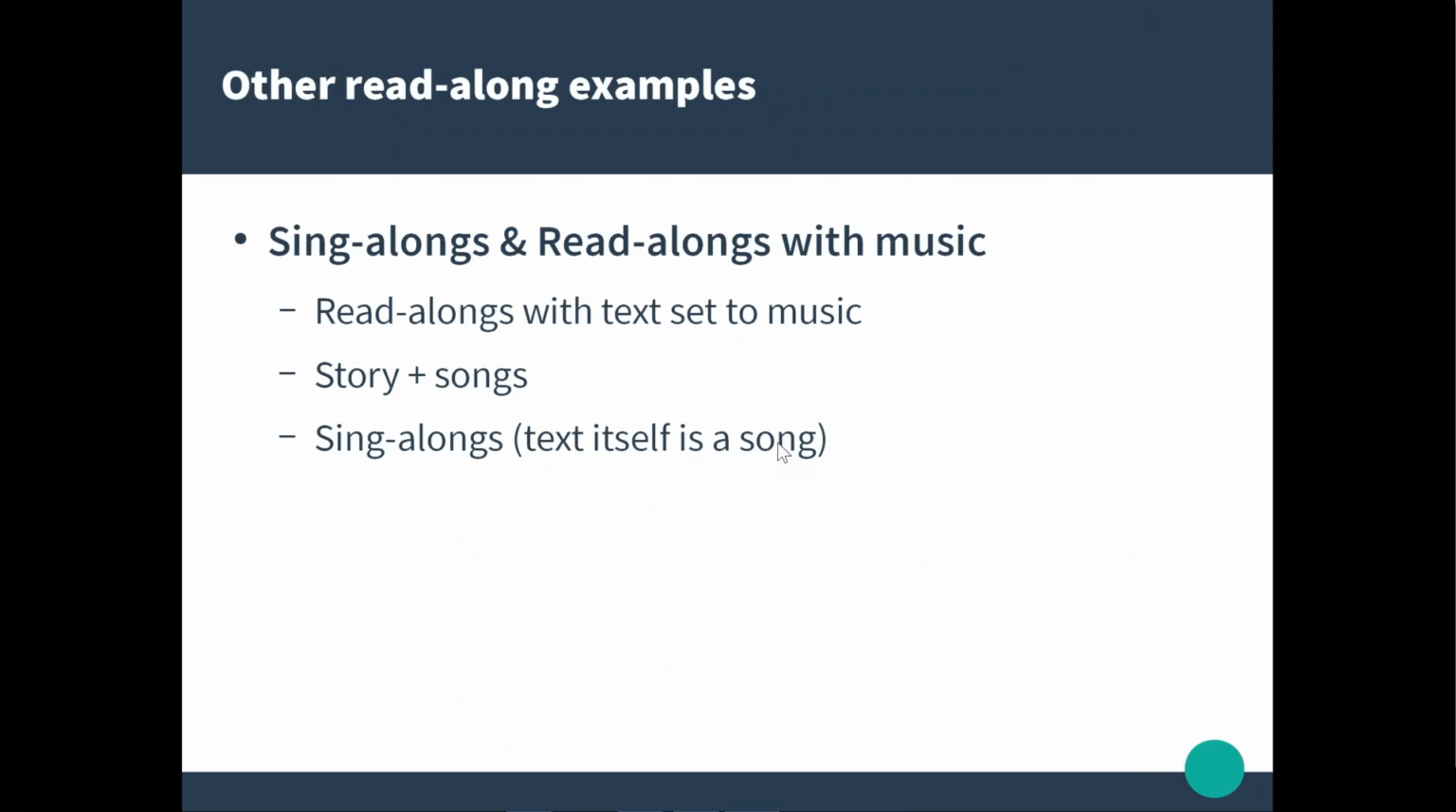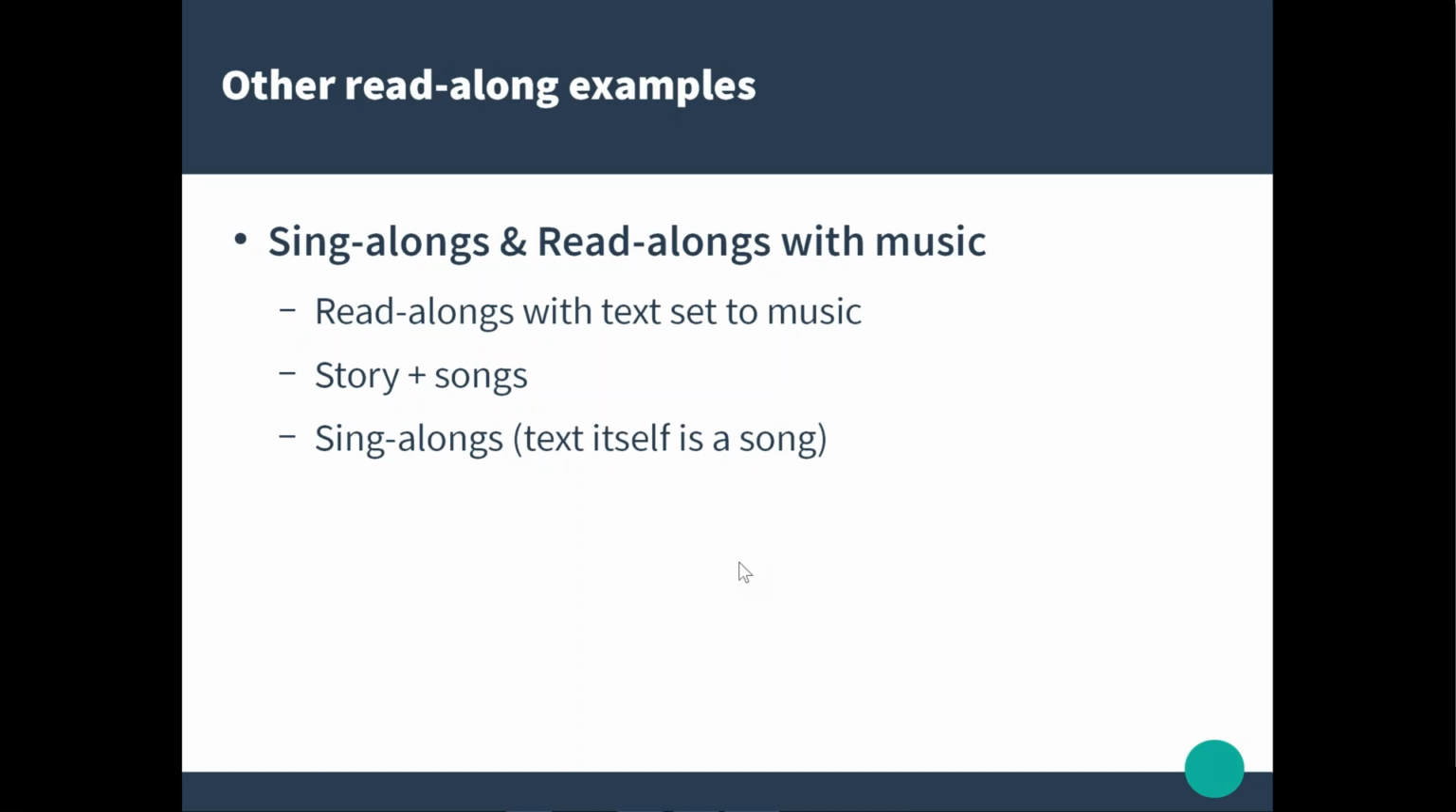So let's move on to some other examples, ones that actually have music. Sing-alongs and then read-alongs with music. We can have different combinations of these, and I think these are the ones that can get the trickiest, because we can have a read-along with text that's set to music. We can have items where it's a story and then there are songs that somebody already mentioned, and then we can have items that are full-out sing-alongs, where the text itself is a song.